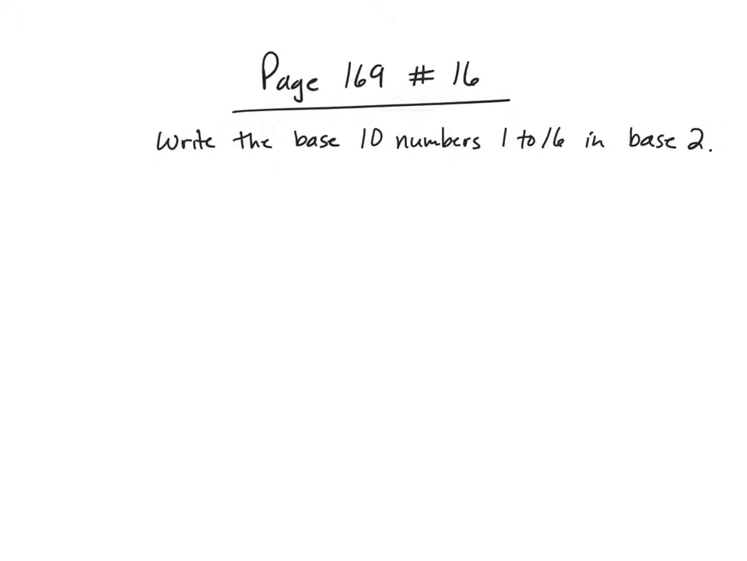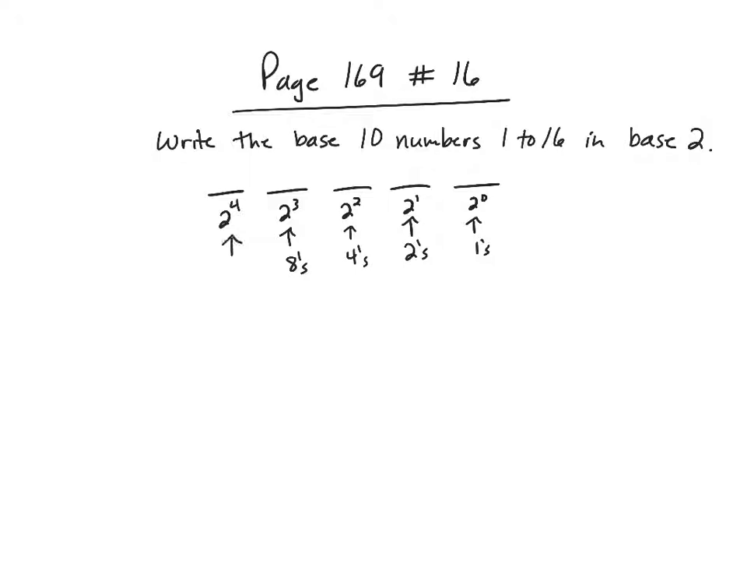All right, number 16 asks us to write the base 10 numbers 1 to 16 in base 2. So remember, in base 2, I'm going to put a few blanks here. This would be 2 to the 0, 2 to the 1, 2 to the 2, 2 to the third, 2 to the fourth. So 2 to the 0, this is the 1's place. 2 to the first, these are the 2's place. This is the 4's place. This is the 8's place. And these are the 16's.